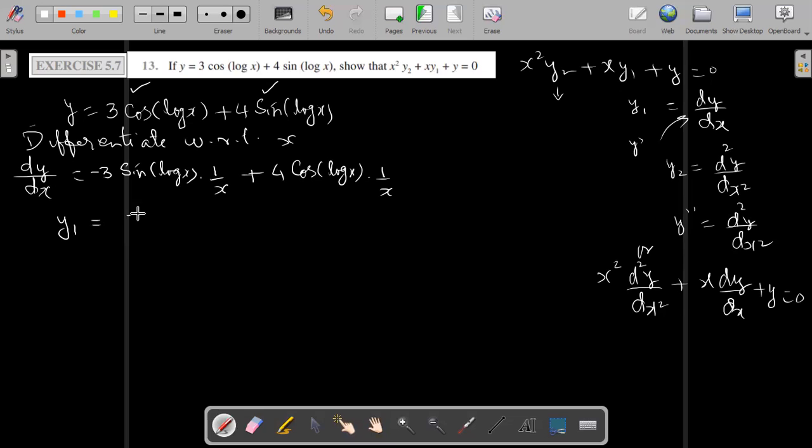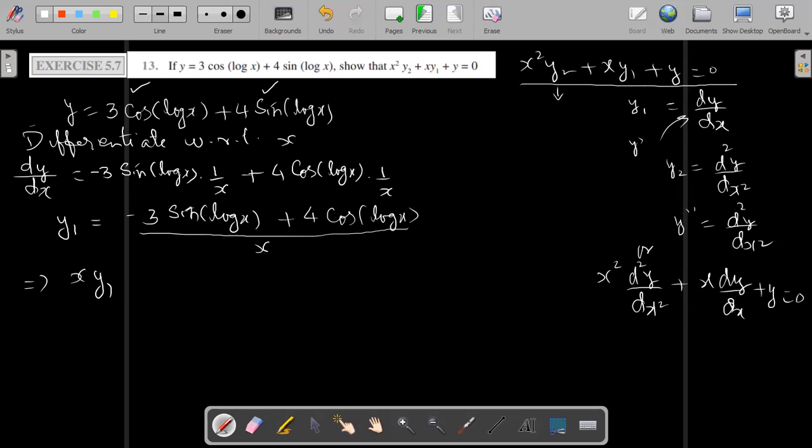We can write y1 is equal to minus 3 sine log x plus 4 cos log x, divided by x. Now, do not try to differentiate again from this equation. We have to take this x to the left hand side, then it will become x y1. Directly we will get this equation. There are two ways, but substituting d by dx that way becomes difficult. So we take x on the left side, and the right side is as it is, minus 3 sine log x plus 4 cos log x.